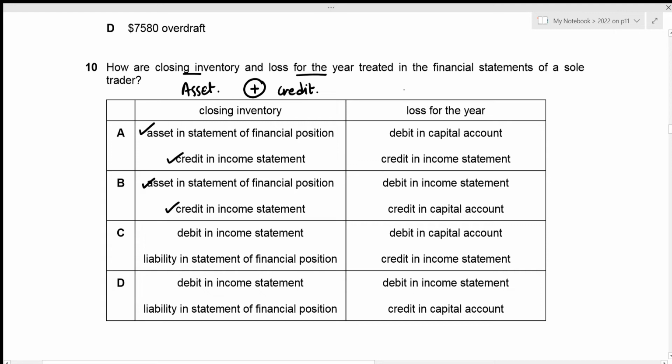Now let's talk about loss for the year. And we're given capital account. Okay, in capital account, we know that losses always reduce our total capital, and the reduction in capital is always recorded on the debit side, which means that loss will be recorded on the debit side in case of our capital account. That is given in A and C. And the next thing is our income statement. And in the income statement, our losses are credited and our profits are always debited. So we're looking for credit in income statement, which is given in A and C. So the correct options for both closing inventory and loss for the year is given by option A, which means that that will be the correct answer. This concludes question number 10. We can now move towards question number 11.